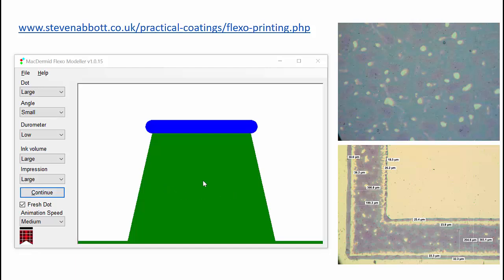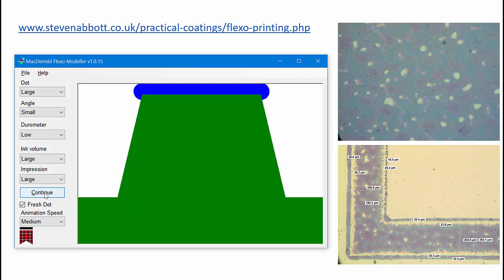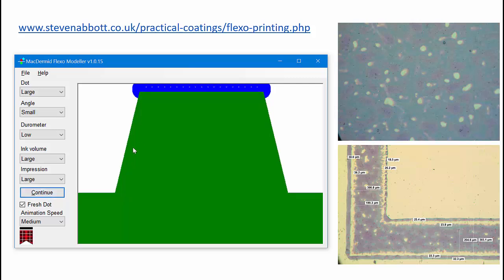We have the rubber dot, and we have some ink on the top of it provided by the anilox roller. We're not worried about how that happens. And it comes to the substrate at the top, and when it meets the substrate, obviously it starts to spread sideways as well as squashing the ink. That's the dot gain that we know about. Continue, a bit more sideways, continue a bit more. And now it's just starting to change direction.